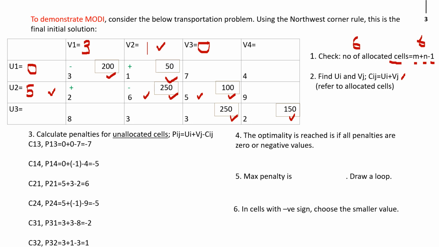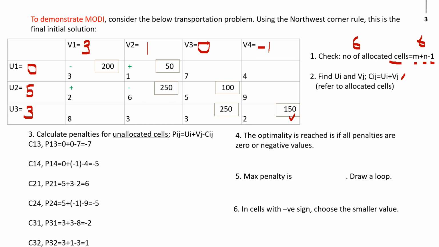Now we move to the third row, U3 plus V3 equals 3. This cell should be 3. 3 plus 0 equals 3. Then we can find V4. 3 plus negative 1 is 2.